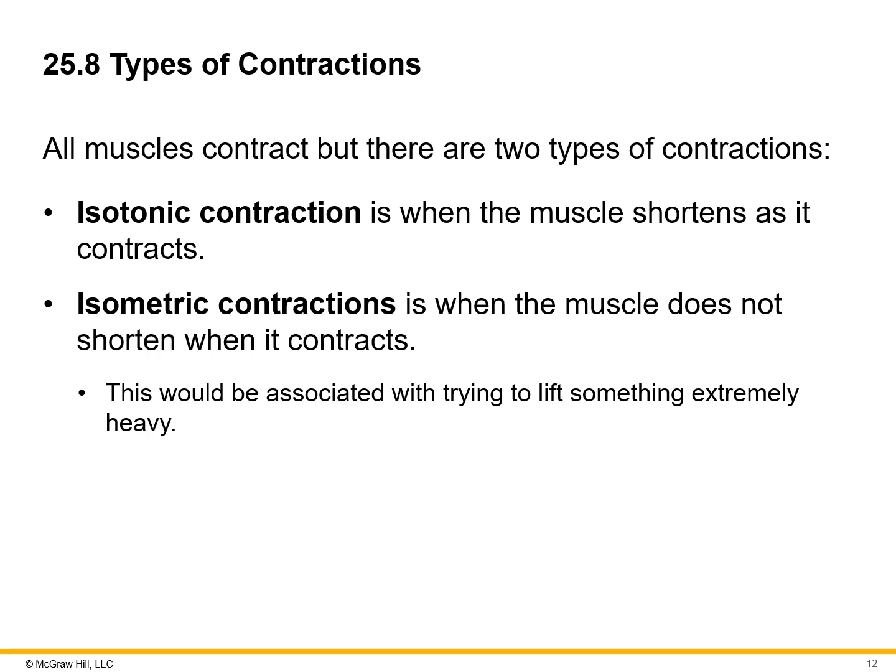Now, a couple different types of contractions that we'll talk about. Isotonic contractions, this is when the muscle shortens as it contracts. And then there's also isometric contractions, and this is whenever the muscle does not shorten when it contracts. So this would be associated with trying to lift something really heavy. So the muscle isn't actually shortening, but again, there is a contraction happening in both of them. Isotonic, the muscle gets smaller. Isometric, it does not.